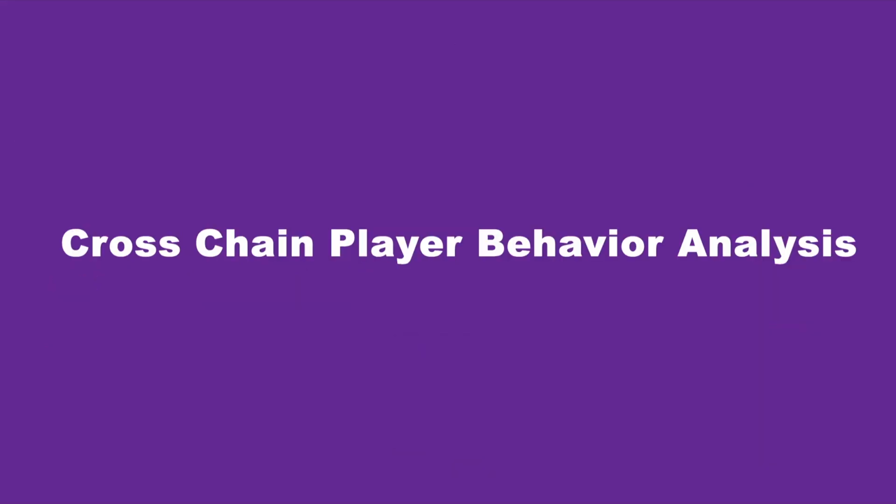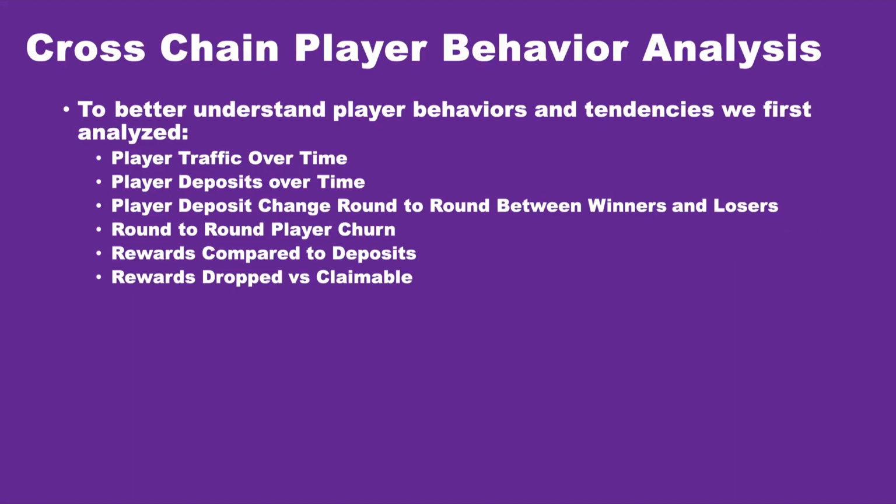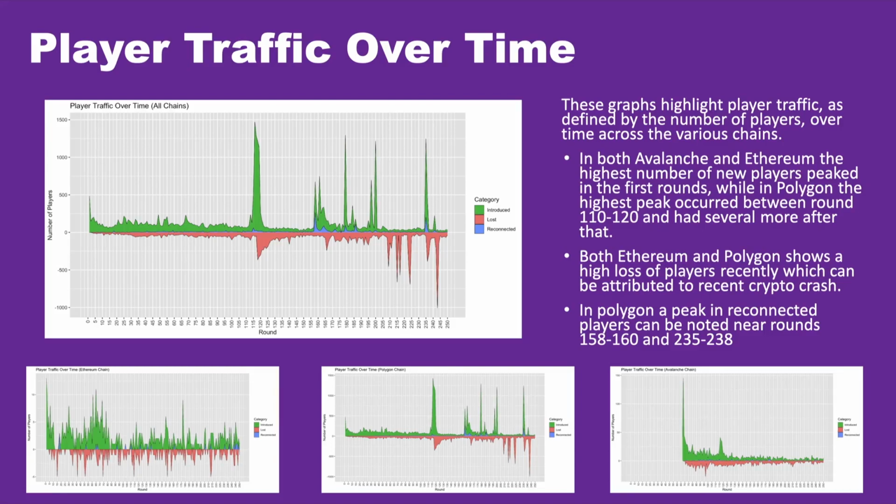Okay, so let's take a look at our first analysis, a cross-chain player behavior analysis. What we're trying to do here is better understand player behavior, and we're doing that by looking at a number of factors: traffic, deposits, churn, and rewards effectively. So let's look at player traffic over time. Basically, this is the number of players over time across the various chains.